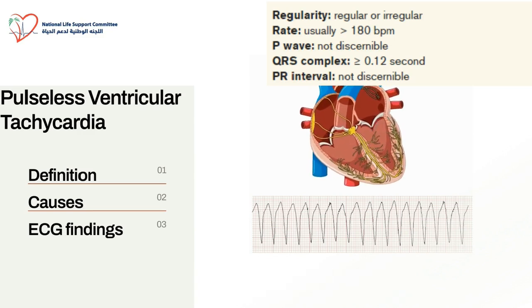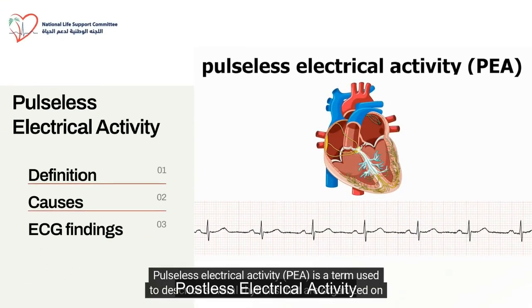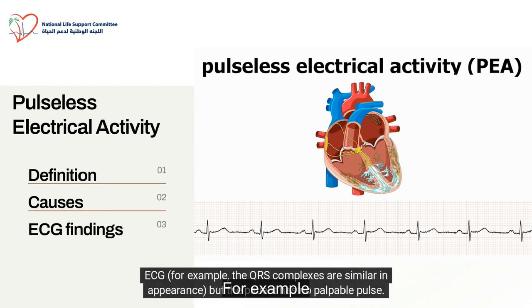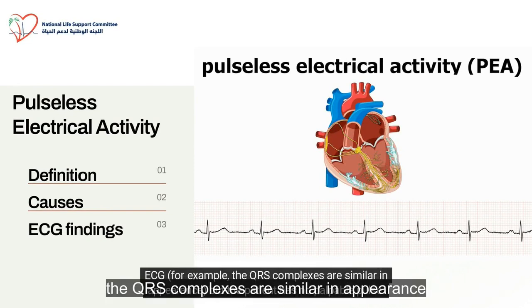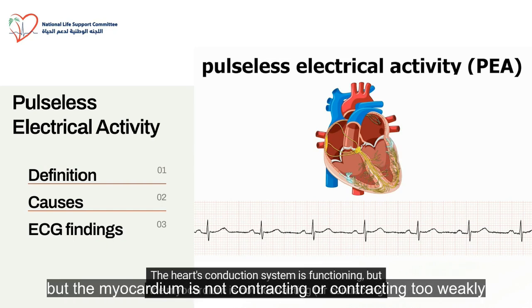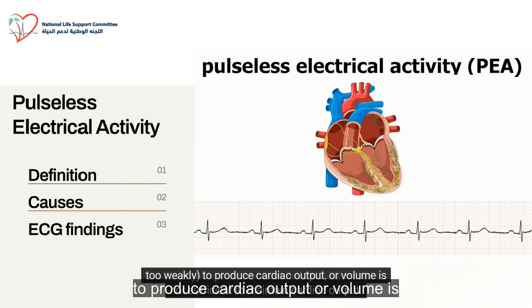ECG findings. In pulseless ventricular tachycardia, the ventricular rate is usually greater than 180 BPM, and the QRS complexes are very wide. Pulseless electrical activity, PEA, is a term used to describe several rhythms that are organized on ECG. For example, the QRS complexes are similar in appearance, but the patient has no palpable pulse. The heart's conduction system is functioning, but the myocardium is not contracting, or contracting too weakly, to produce cardiac output, or volume is not sufficient to maintain cardiac output.